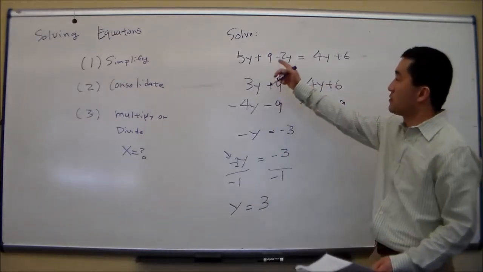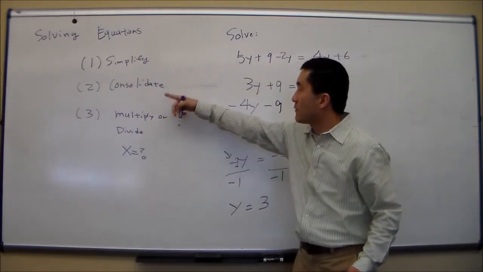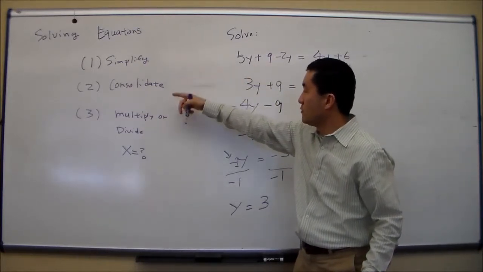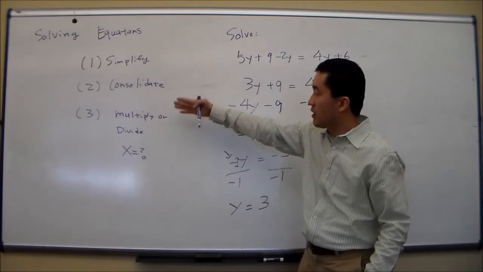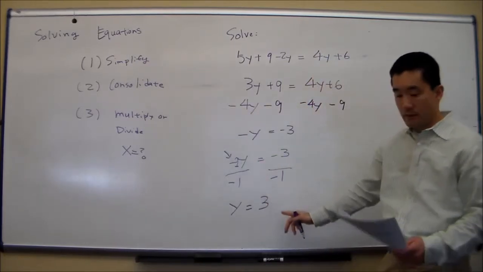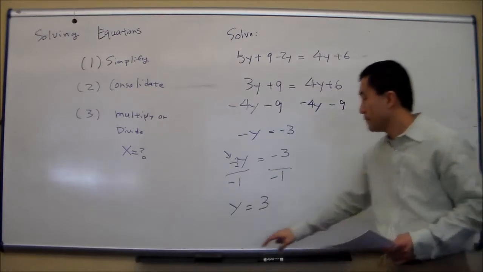So whatever the equations are, if you follow these 3 steps, and sometimes you don't have to do step 1 or step 2, that's okay, you still have to check. But if you follow these 3 steps, you always get the right answer. In this case, y is 3.